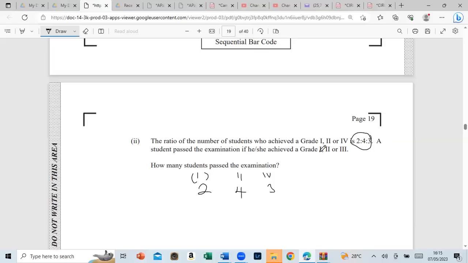So in order to pass, you have to get a grade 1, 2, or 3. Alright, so we already know we have 120 students total, right? So boom. I'm gonna need that 3 here. I'm gonna focus on who pass. So grade 1, 2, and 3 pass.